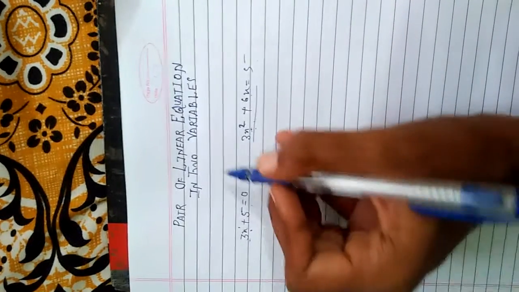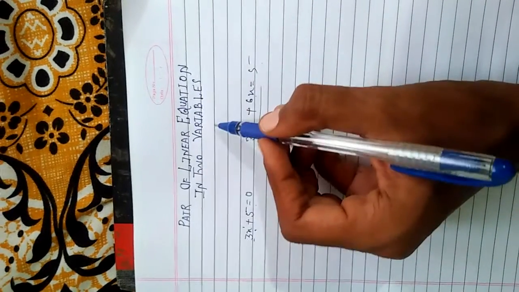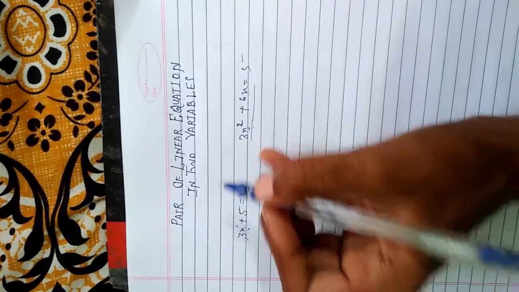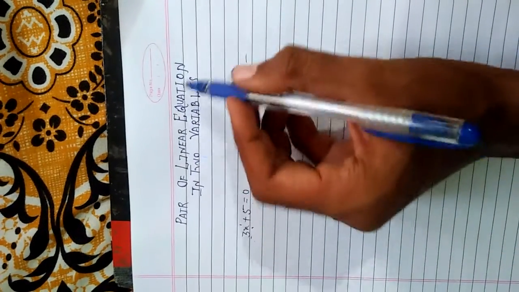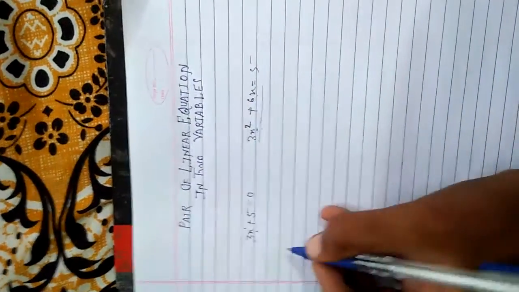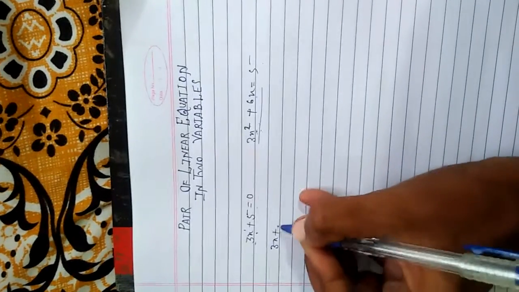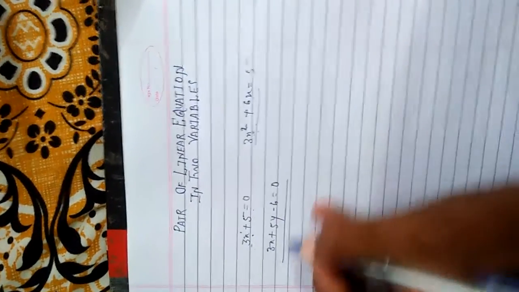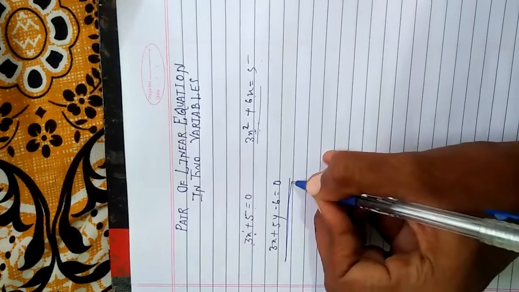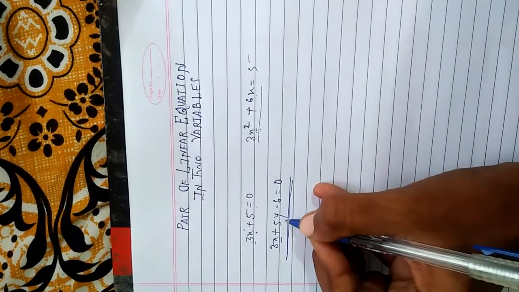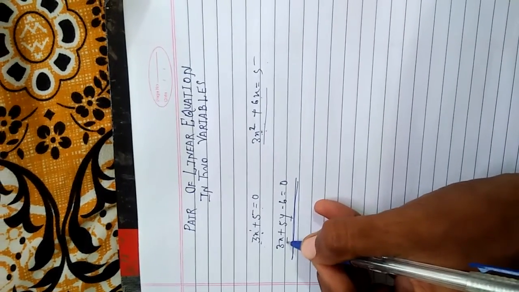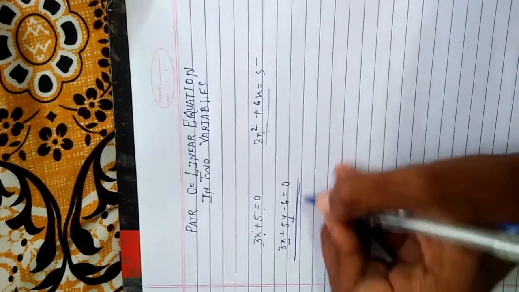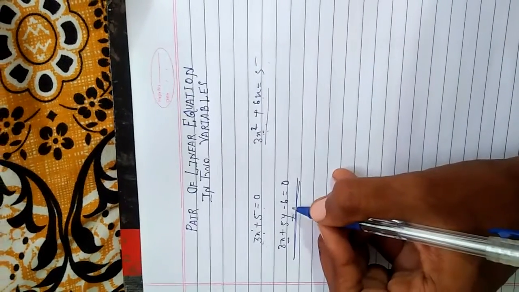Then what is a linear equation in two variables? Simply, two variables means we have two types of variable in the linear equation, like 3x plus 5y minus 6 equals 0. So this is a linear equation in two variables because it has two types of variable, x and y.